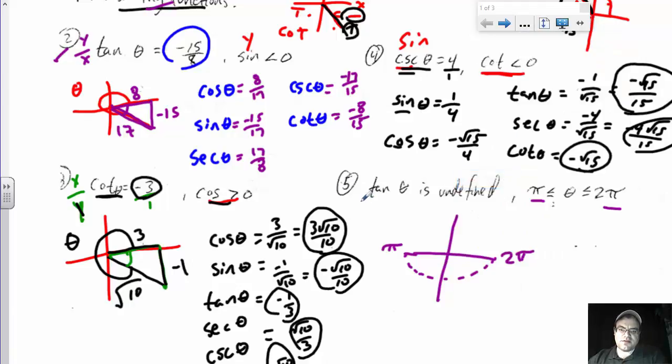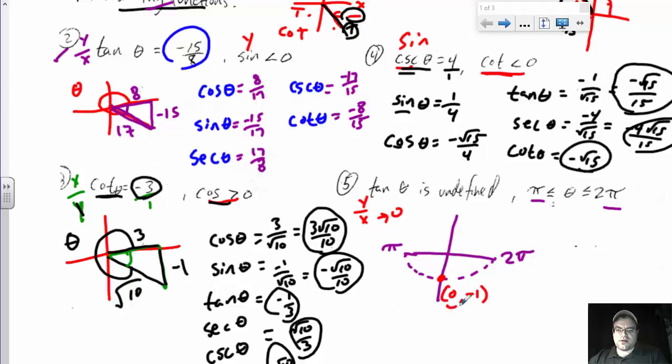Because I know that tangent is the same thing as y over x. And if this is undefined, that means x had to be 0. And there's only one spot where x is 0 in this interval, and that's right here. And this is where y will be negative 1 on a unit circle. This is a 270-degree angle, in other words, okay?